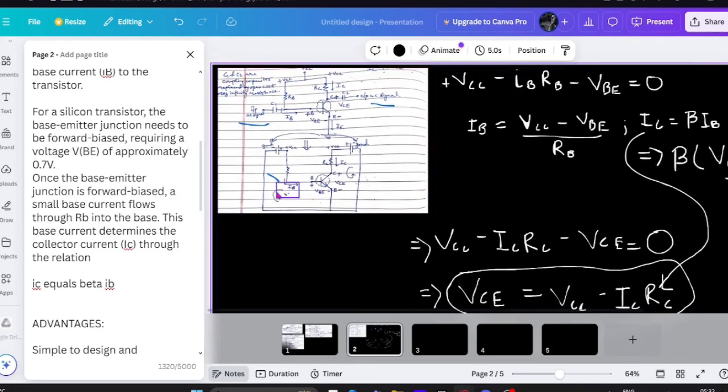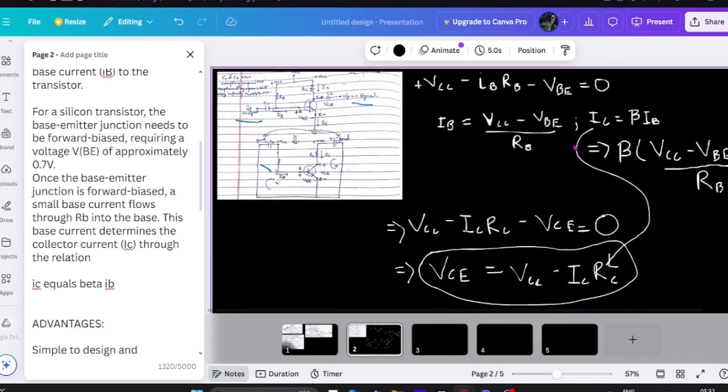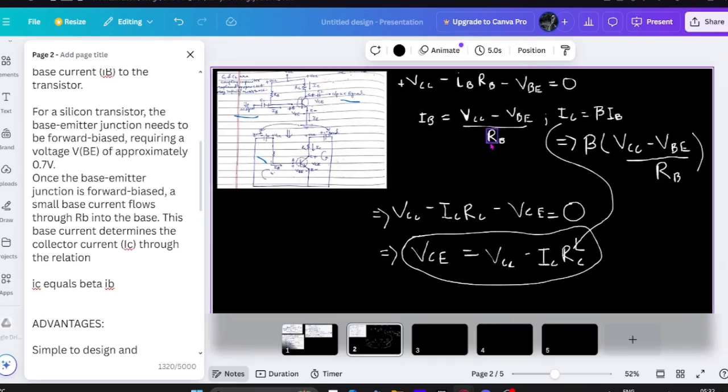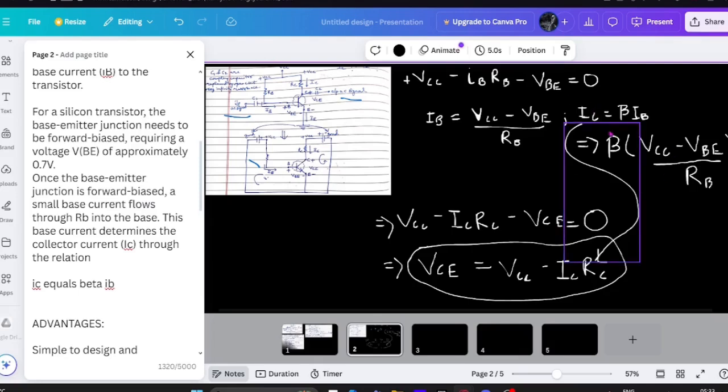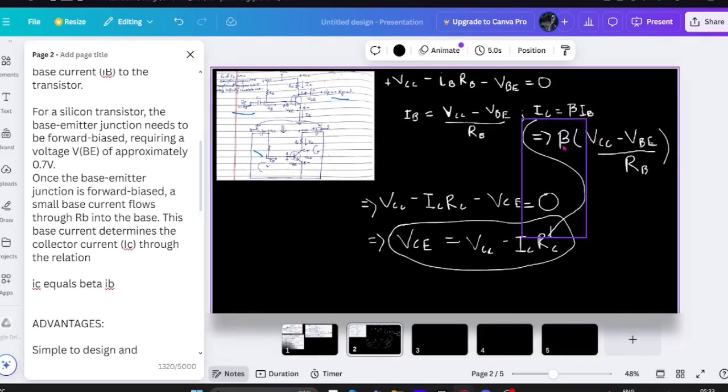Now since this is a complete loop, the voltage equivalent would be 0 because in a closed loop it's always 0. From this we can derive an equation for IB in terms of VCC, VBE and RB, where VBE would mostly be approximately equal to 0.7 volts if it is mentioned that it's a silicon transistor, or if there's nothing mentioned, then we take the standard case for a silicon transistor. Now IC equals beta IB, from where we can derive the equation that IC equals beta times (VCC minus VBE) by RB.